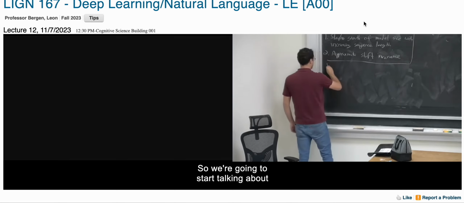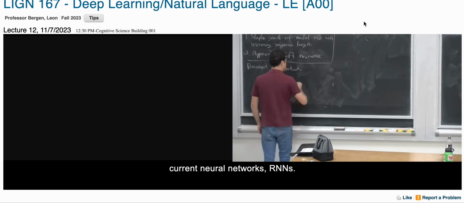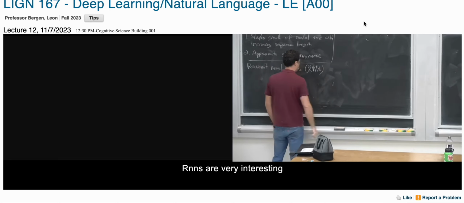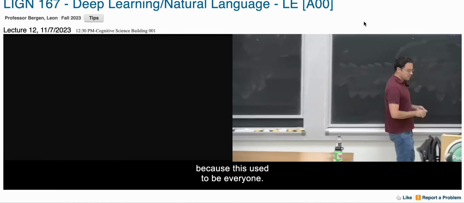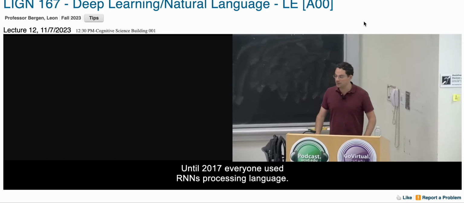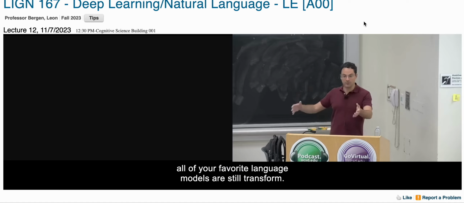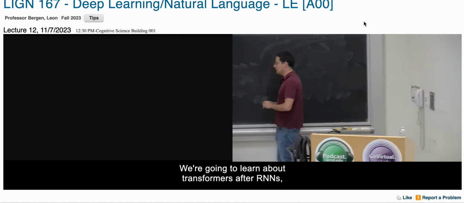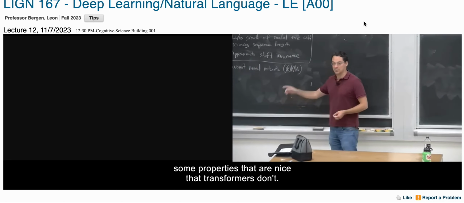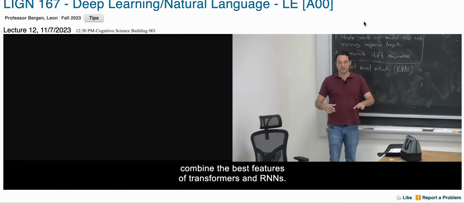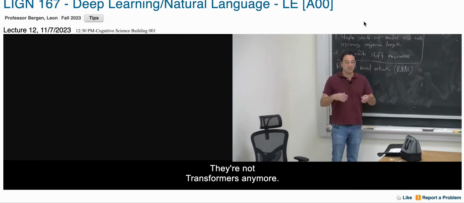So we're going to start talking about recurrent neural networks, RNNs. And RNNs are very interesting because this used to be what everyone used until 2017. Everyone used RNNs for processing language. There was nothing else, basically. Then in 2017 came transformers, and all of your favorite language models are still transformers. I mean, we're going to learn about transformers after RNNs. But the very interesting thing is that RNNs have some properties that are nice that transformers don't. And there are new architectures that basically combine the best features of transformers and RNNs. So they're not transformers anymore. Now, that's not what GPT-4 is.